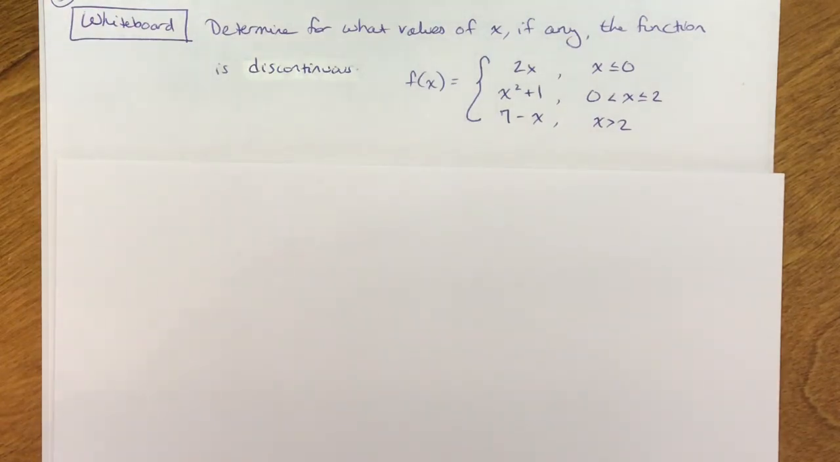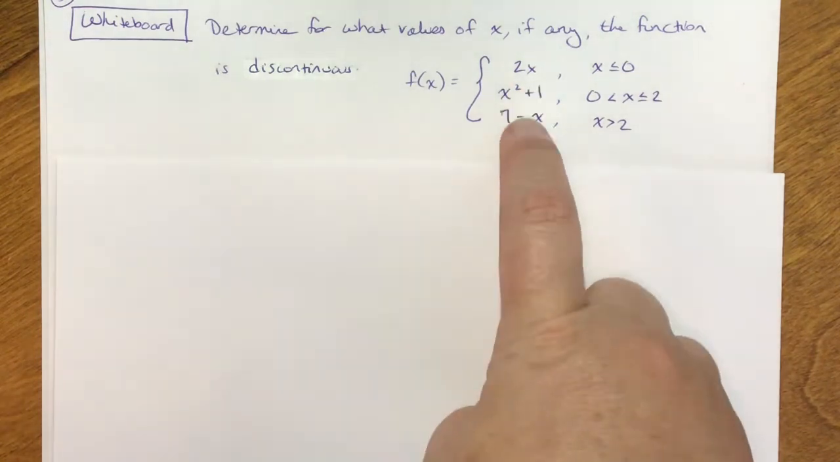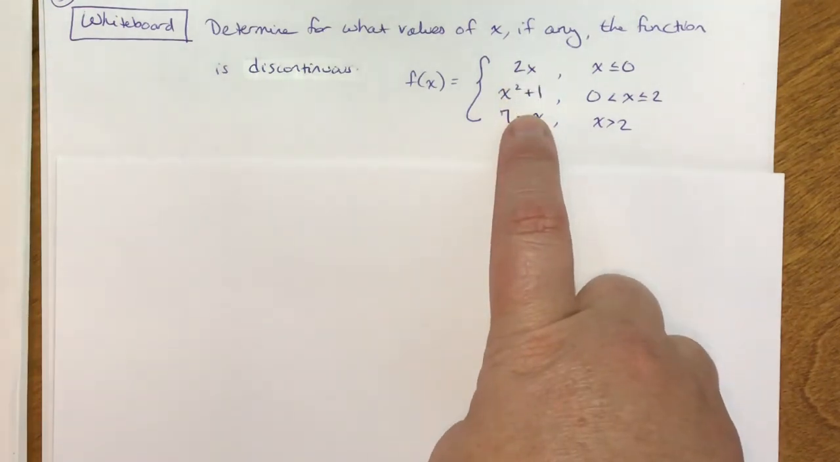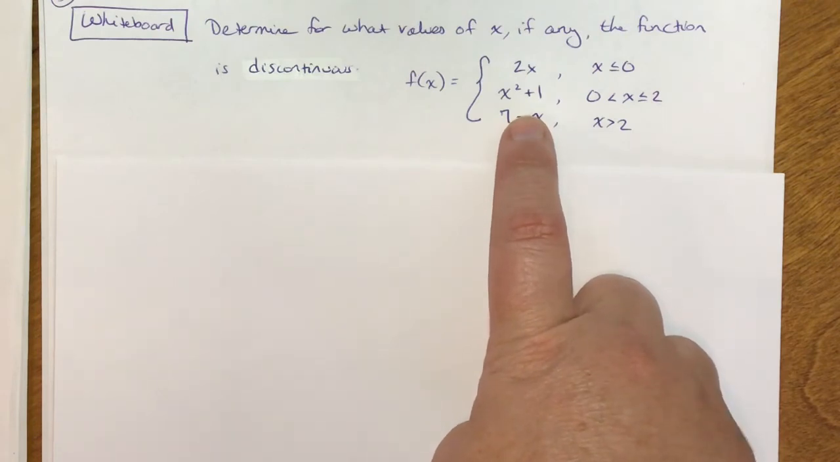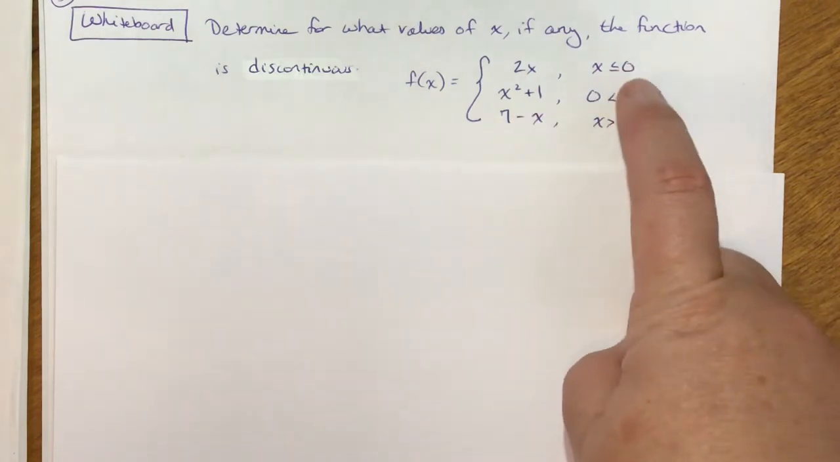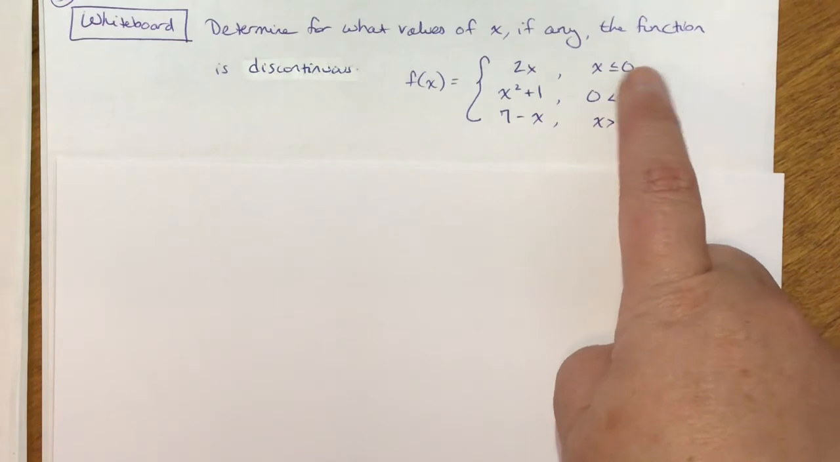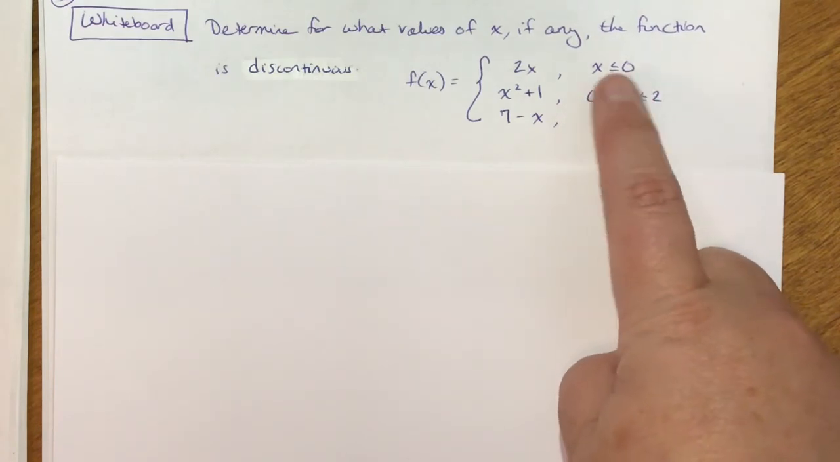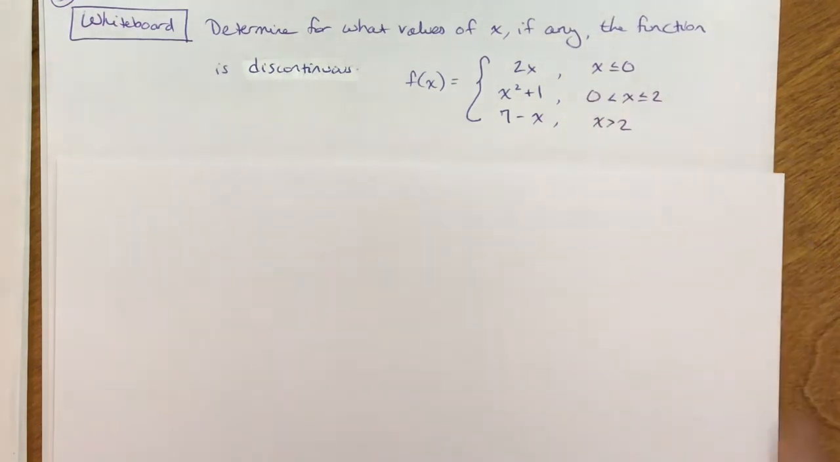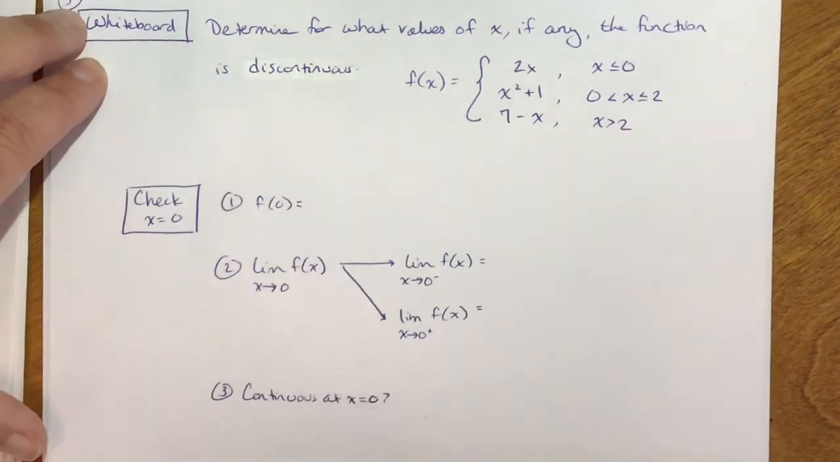Okay, so hopefully you have done that and you're returning now to talk about all the answers you got right. The first thing we notice is there are no denominators here that could go to 0, so I don't have to worry about discontinuity for that reason, no holes or asymptotes. But because it's a piecewise function, I do want to check the x values where I'm jumping from one piece to another. So I'm going to check x equals 0. I'm going to check x equals 2. I'm going to do those separately.